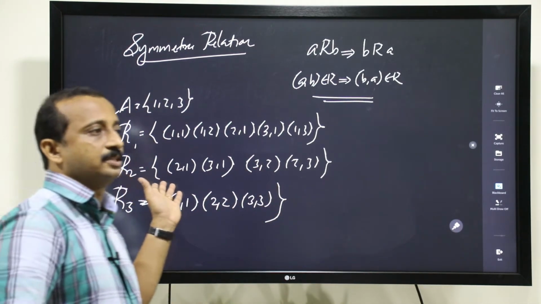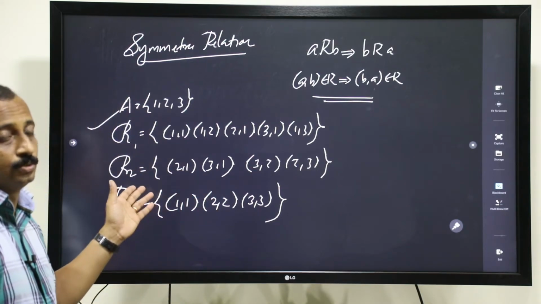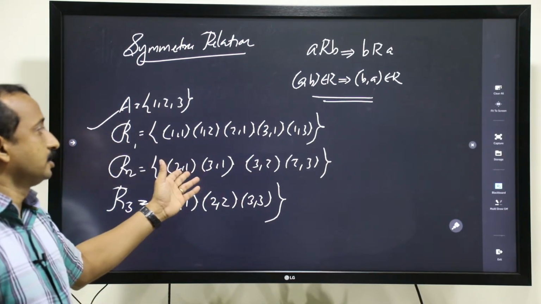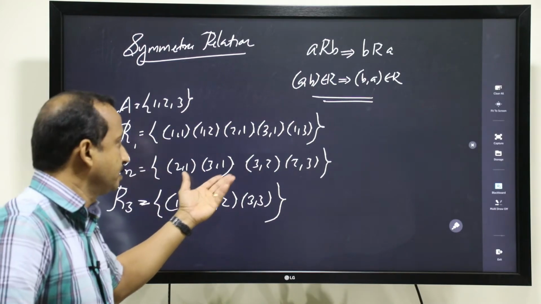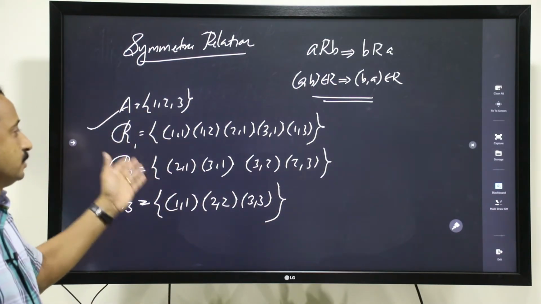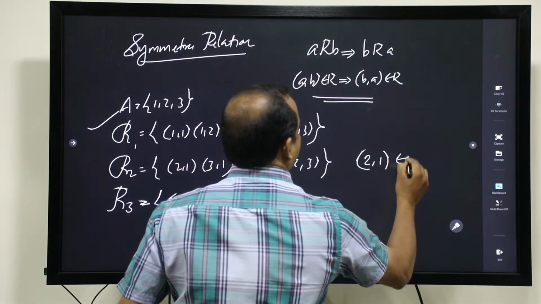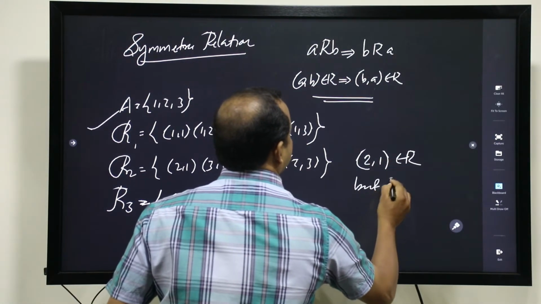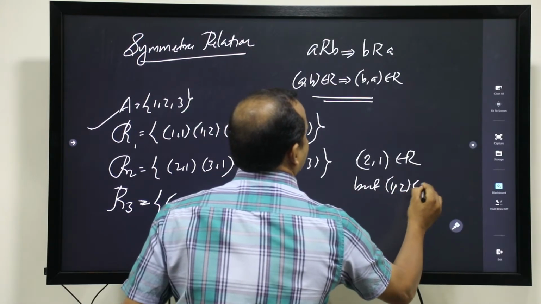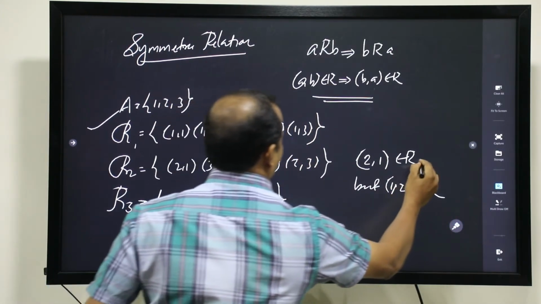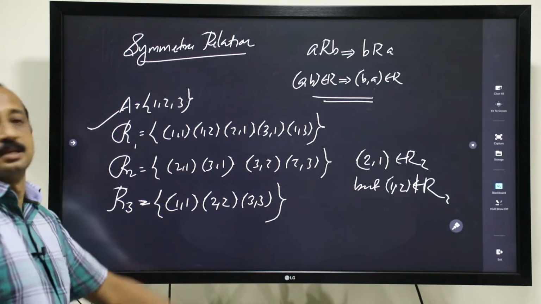Here 2 1 is an element of R, but 1 2 is not an element of R. Also 3 1 is an element of R, but 1 3 is not an element of R. 3 2 and 2 3 are okay, but 2 1 is an element of R, but 1 2 is not an element of R2, and therefore the given relation is not symmetric.